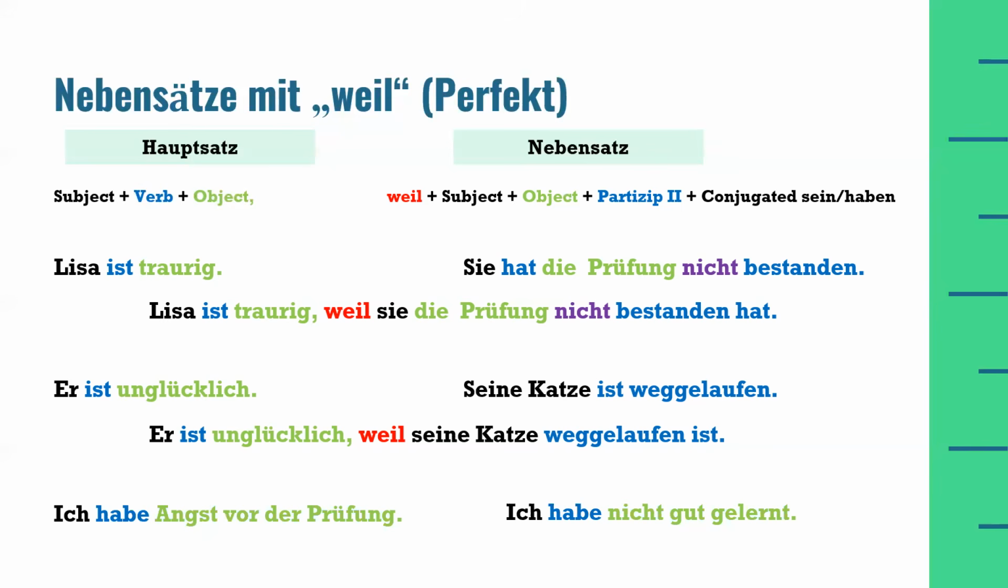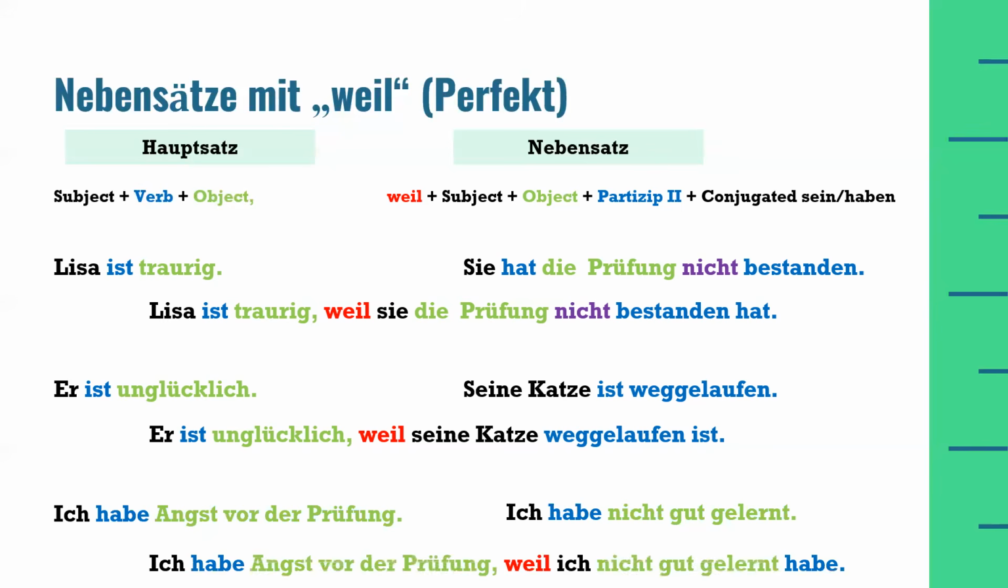Now, if we want to combine these two sentences with the help of conjunction weil, in this case, the sentence will be, I have fear of exam because I didn't learn well. Ich habe Angst vor der Prüfung. So the main clause or the Hauptsatz will remain as it is.